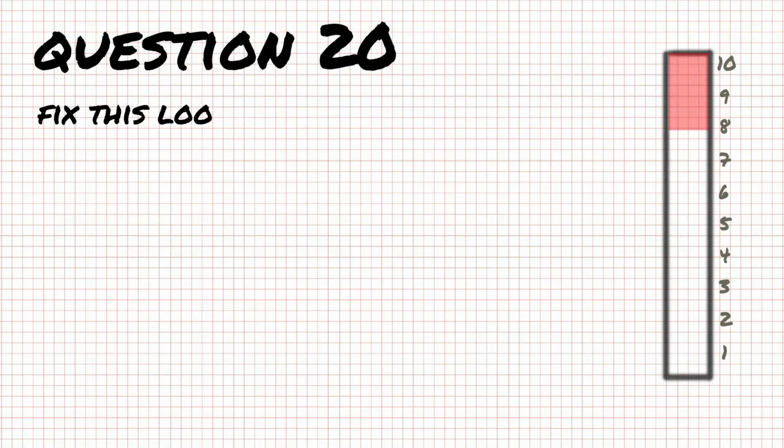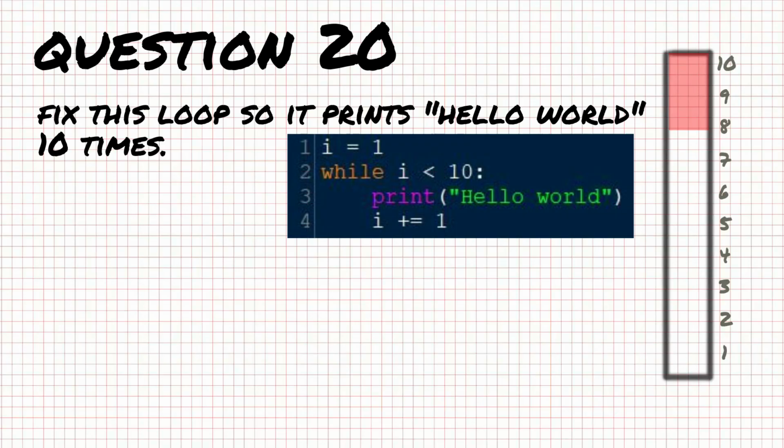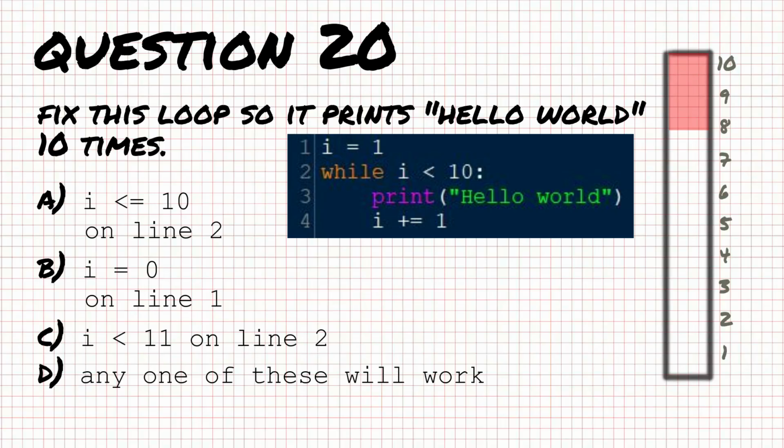Question 20. Fix this loop so it prints hello world 10 times. 1. i = 1. 2. while i < 10. 3. print("hello world"). 4. i += 1. Should you A, set i <= 10 on line 2? B, set i equal to 0 on line 1? C, set i < 11 on line 2? Or D, any one of these will work?